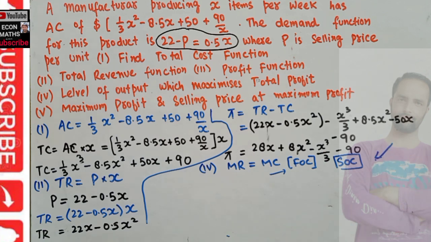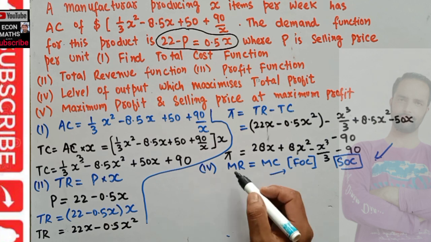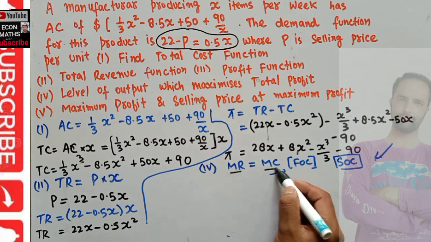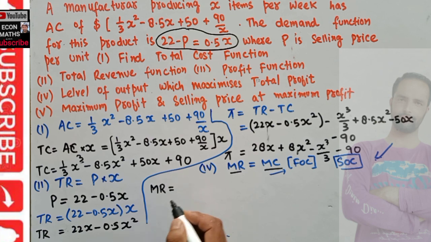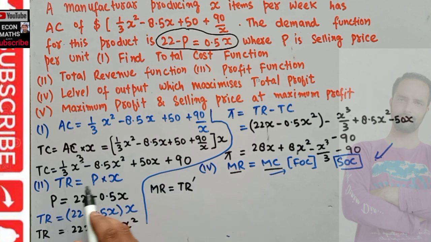Okay, so let's do it one by one. So first thing is to equate marginal revenue with marginal cost. So we need to find out the marginal revenue. Marginal revenue is simply the derivative of total revenue. Let's denote it TR prime. That means the derivative of the total revenue function with respect to X.